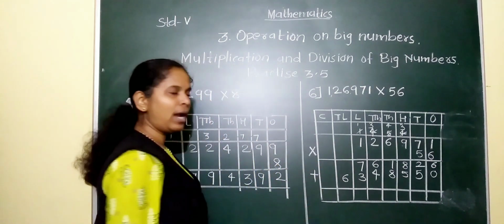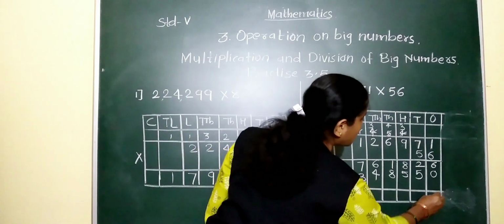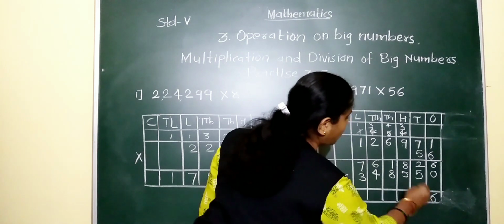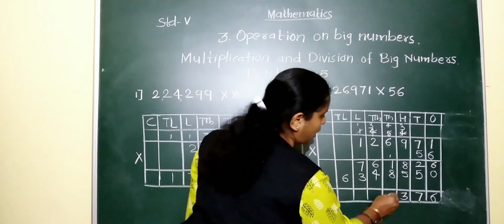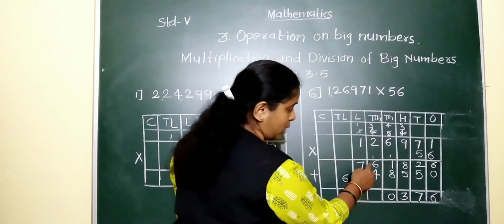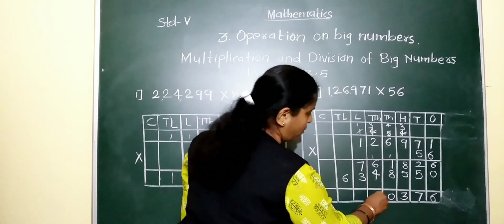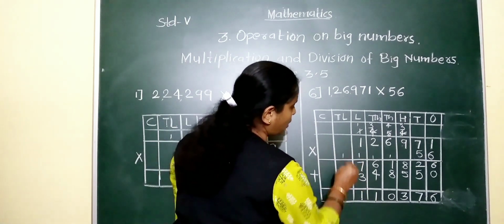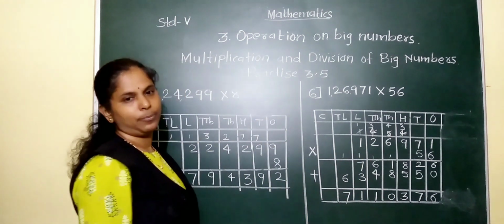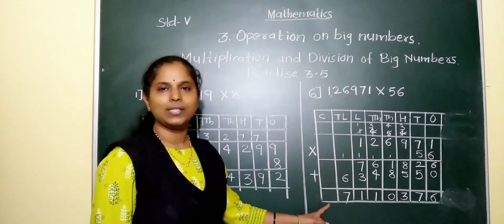Now we have to add. Okay. 6 plus 0, 6. 5 plus 2, 7. 8 plus 5, 13 carry 1. 8 plus 1, 9, plus 1, 10. 0 carry 1. 6 plus 4, 10, plus 1, 11 carry 1. 7 plus 3, 10, plus 1, 11 carry 1. And 6 plus 1, 7. Okay. So this is the answer.